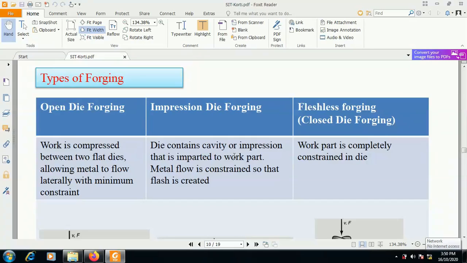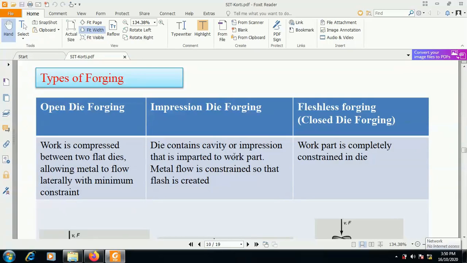Now last type is a flashless forging. Work is completely constant in the die. This is one type of a closed die forging. Flashless means whatever scrap is produced in case of impression die forging, that scrap is also not produced by using a flashless forging. म्हणजे इथं फ्लॅश तयार होत नाही, that's why it is called as a flashless forging. And this forging is very important because we have to calculate the volume of the metal before it is placing inside the die cavity. Die cavity मध्ये ठेवायच्या अगोदर त्या मटेरियलचं व्हॉल्यूम कॅल्क्युलेट करणं गरजेचं आहे.